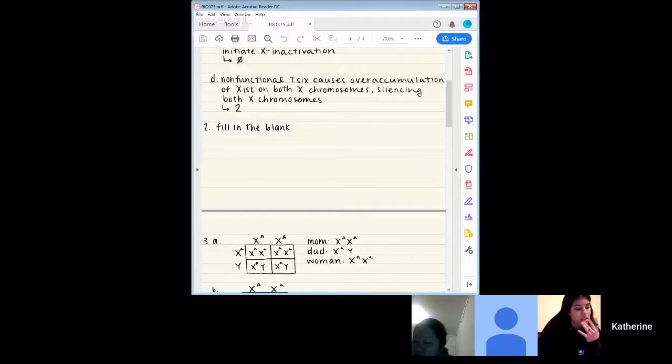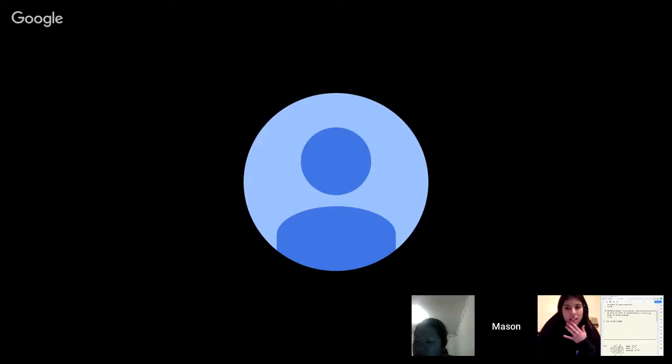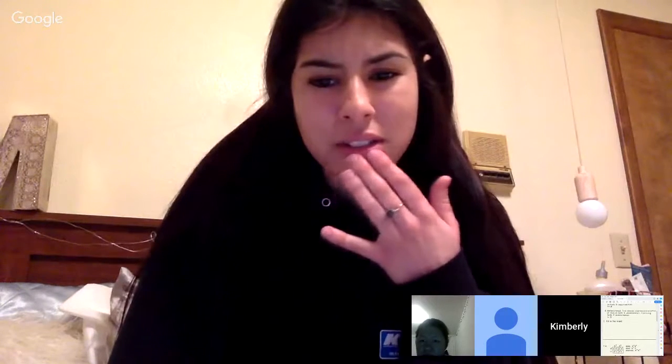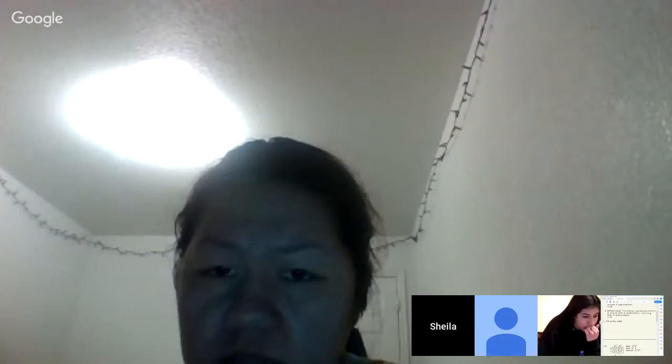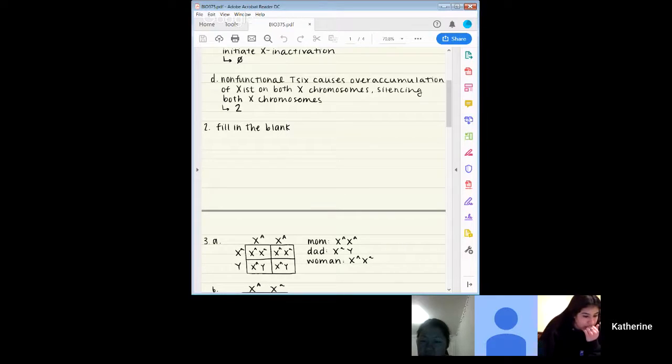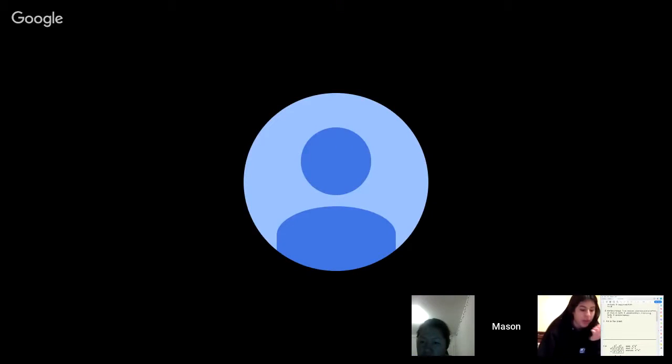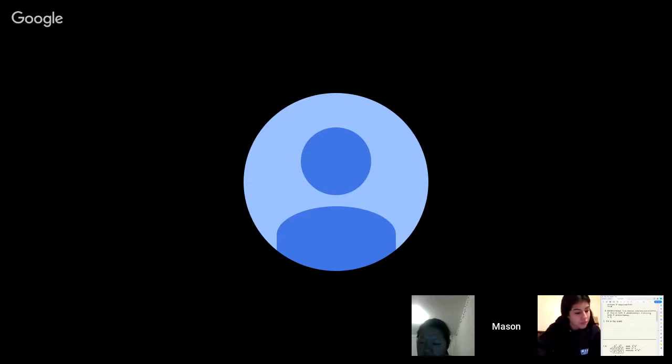Because both of the parents are heterozygous, but it silences the mom's allele? Yeah, silences the maternal allele. So the phenotypes would just be a split of the dad's. Half of his are dominant and half of his are recessive. Okay. That was my understanding of it. Same here. So 50-50. Okay.